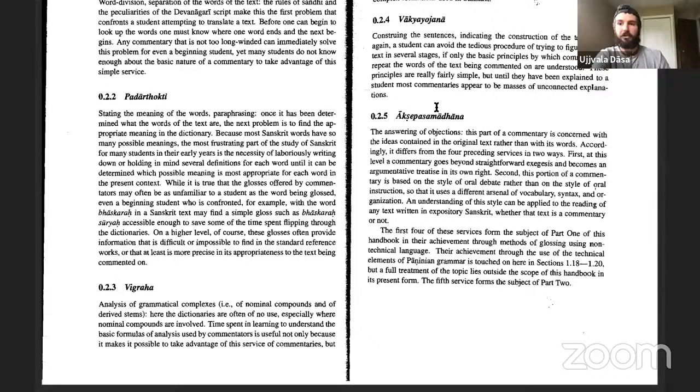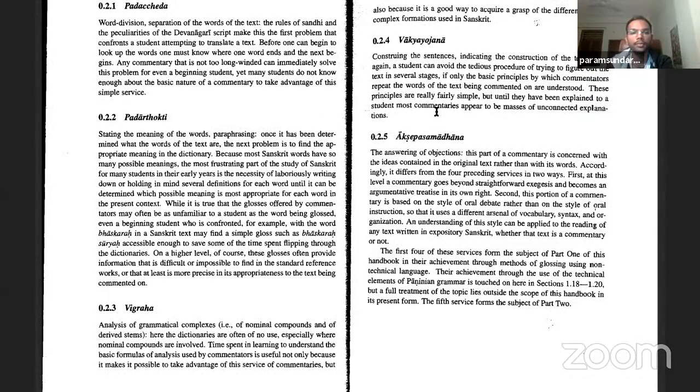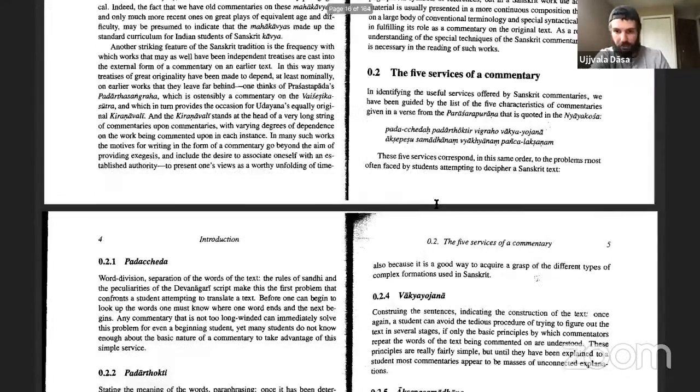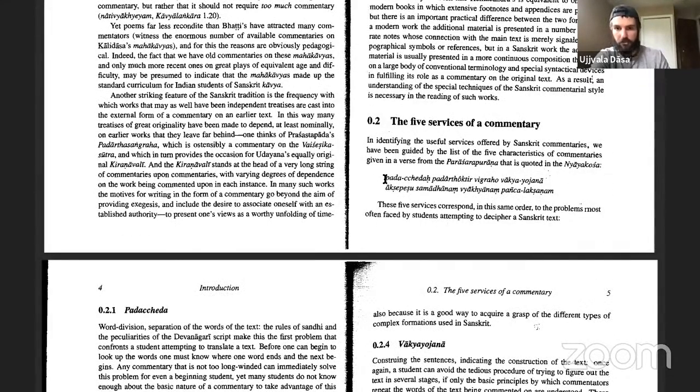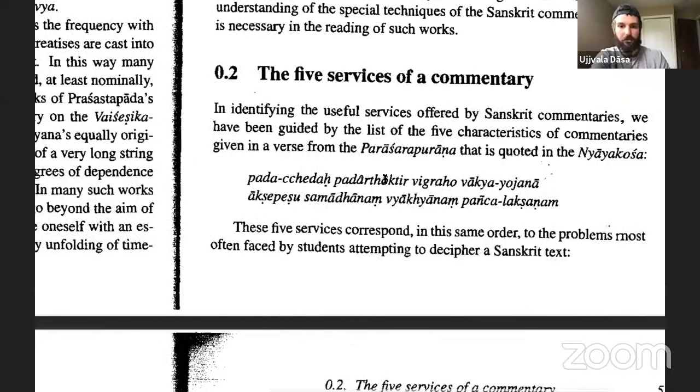And then akshepa samadhana is the thing that Bhashya style does, basically giving more commentary on the text itself. Akshepa samadhana. There's a nice verse here actually for that from Nyaya Kosha. Maybe you want to screenshot that. I'm actually writing it down, the 5 terms. Yeah, done.